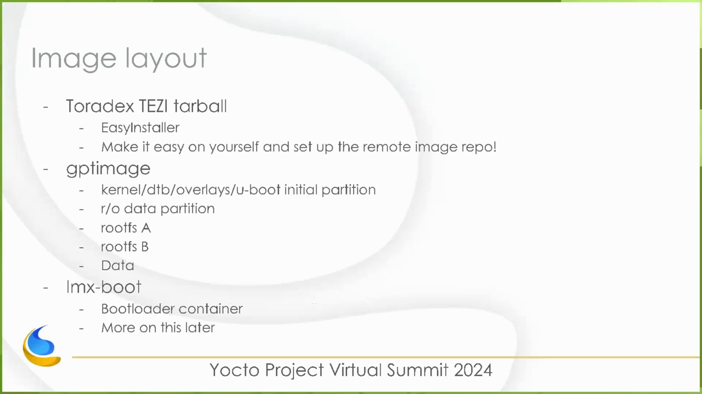Within the tarball, there's some JSON, there's some other things, but the two things that we're really concerned about here is this GPT image, which has 5 partitions. There's a kernel overlays and device tree partition, there's a read-only data partition, there's the Mender rootfs A/B flip-flop partitions, and then there's a writable data partition. And then one of the things in there is this thing called imx-boot. We're going to talk about this later because this is the bootloader container, and this is where this upgrade really came into pain.